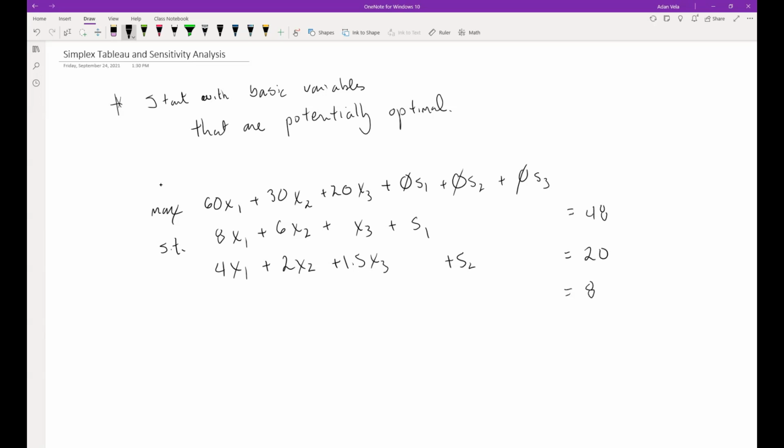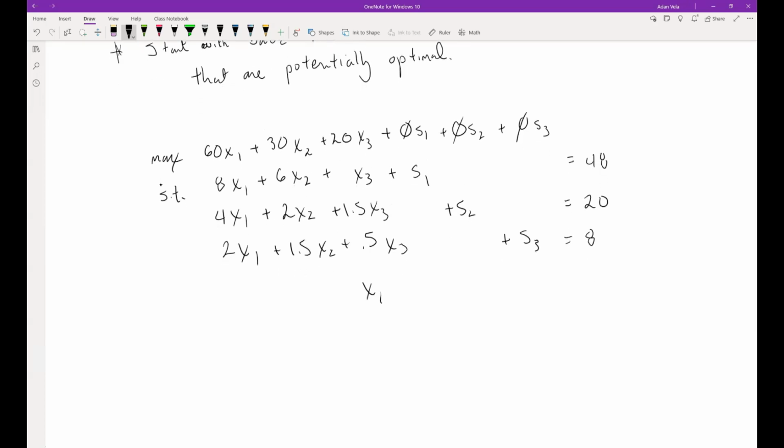All right, so we're going to start off with this basic problem, or example problem, that we're used to working with. And we're going to assume that we already know a basic feasible solution. So here goes our problem. All the xi and si are greater than or equal to 0.